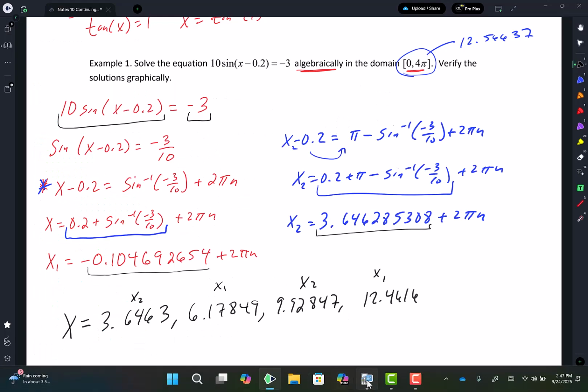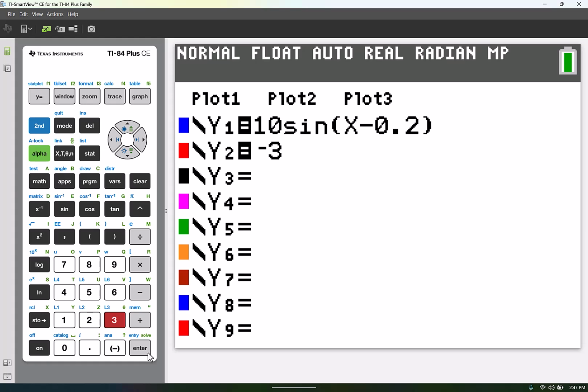Negative 3, negative 3, negative 3. Okay, don't push graph yet. So, Chop, how do I fix my window? Because that's the biggest issue, right? And don't worry, I'm going to slow down.